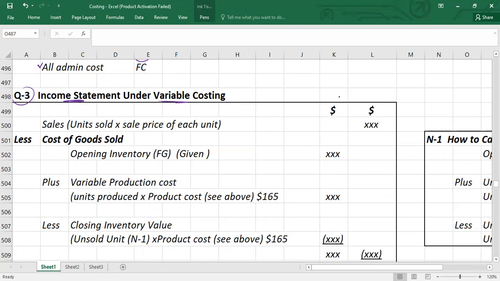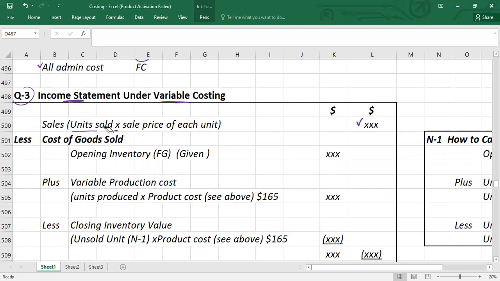Okay, guys. First we have to write the sale. How will you find the value of sale? You always need units sold times the sale price of each unit. If you multiply, you will get the sale value. I'm assuming there is no sales return, so you will directly write it into the final column.